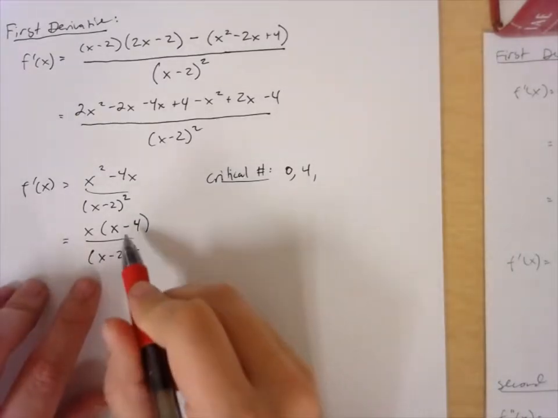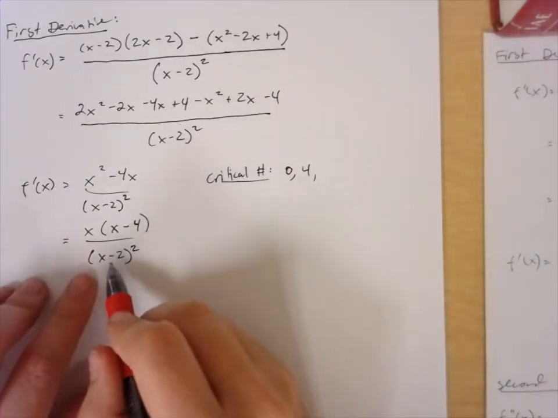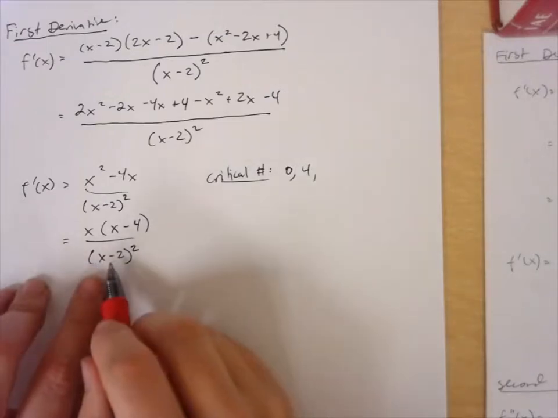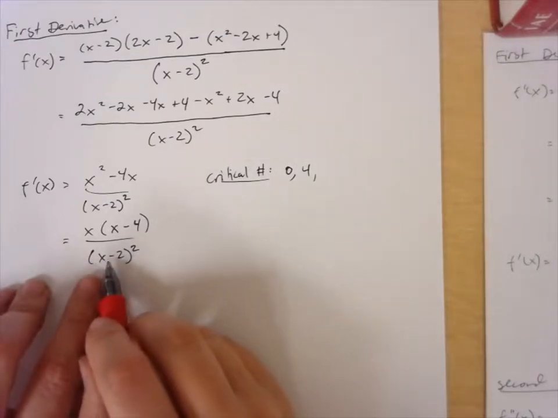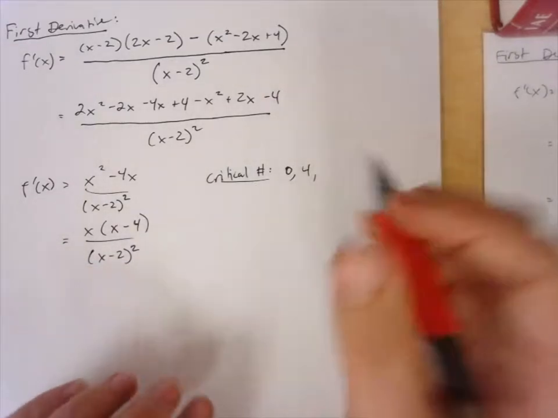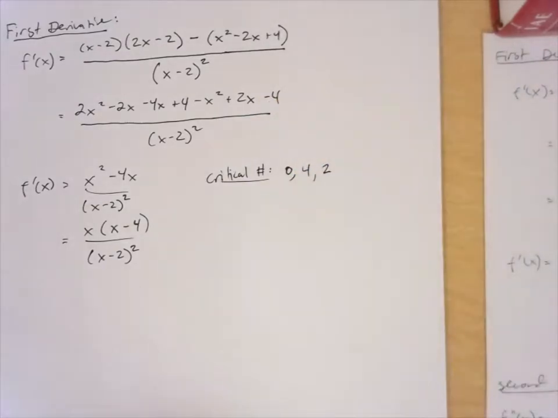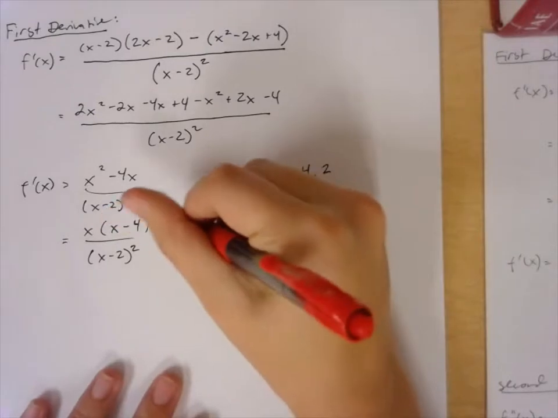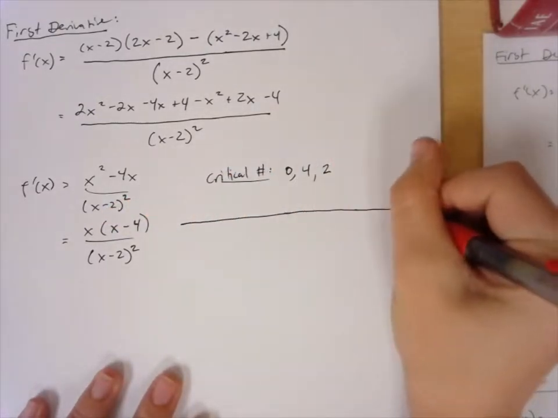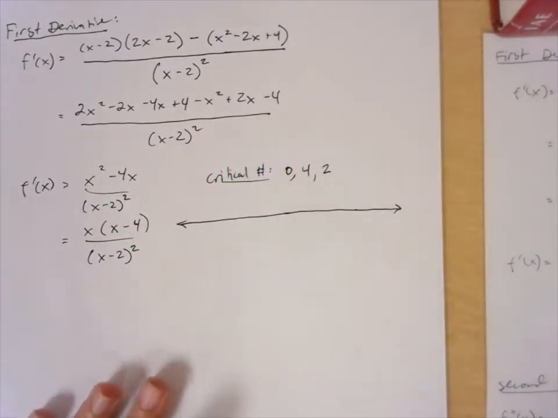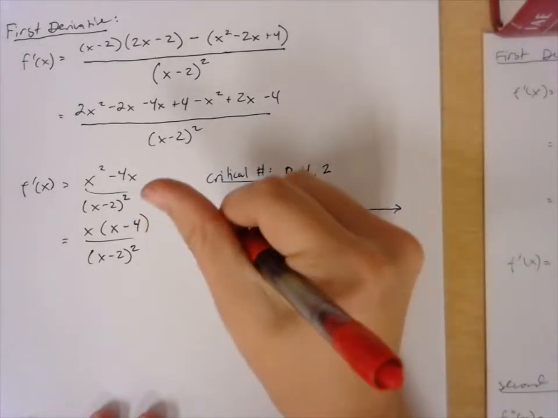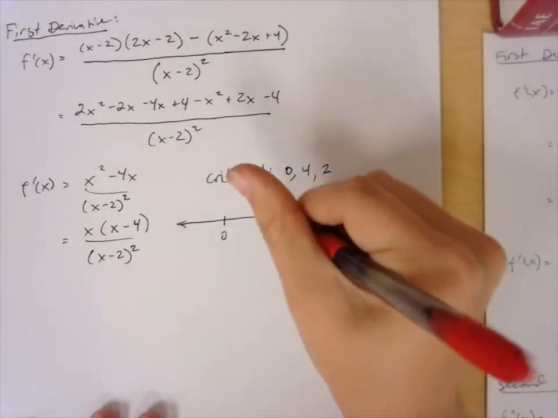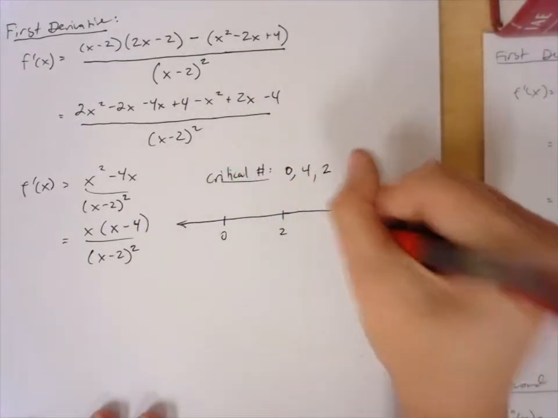On the bottom, remember, we're also interested in what makes this undefined, what makes the bottom 0. So what would make the bottom expression here 0, this factor, would be 2. And so I've arrived at my 3 critical numbers, 0, 2, and 4. We're going to use that number line method instead of that weird table your book uses. You're welcome to use the table if you like that better, but I kind of doubt you do because it's really confusing looking to me.